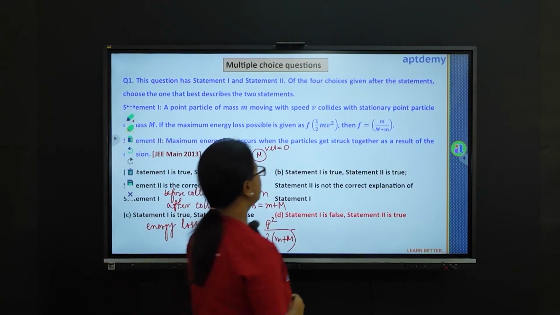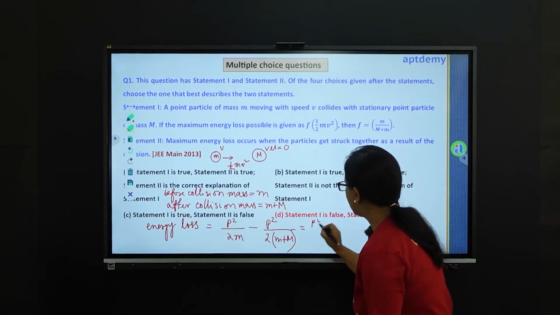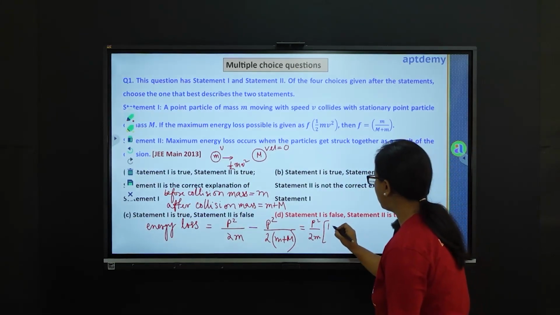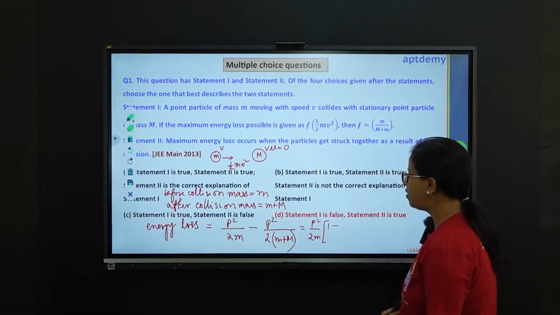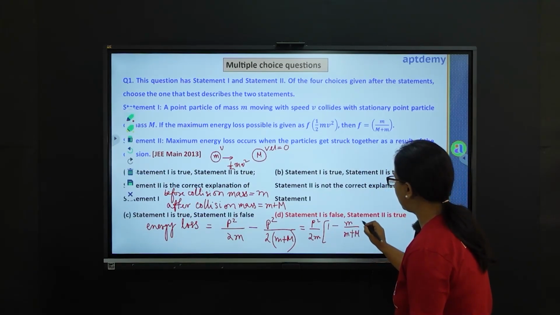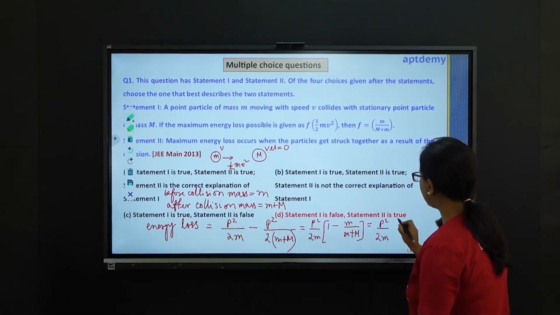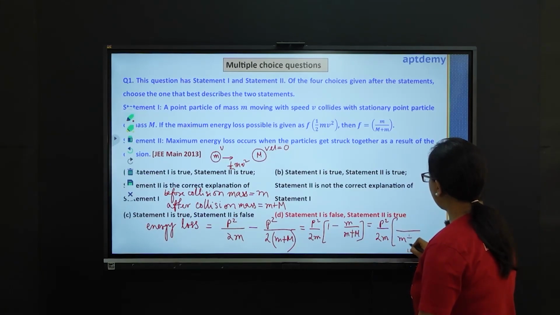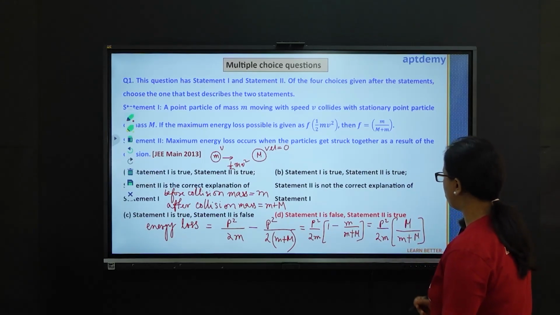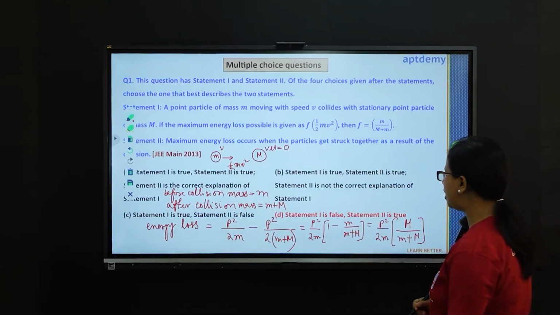So let's break this up and try to bring it in form. We may write this as p square by 2m, then the first term we have as 1, and for the second term we may write it as m by small m plus capital M. If we break up the term within the brackets, the denominator will be little m plus capital M and the numerator will be capital M only. So we may write p square by twice m. This is the initial energy.